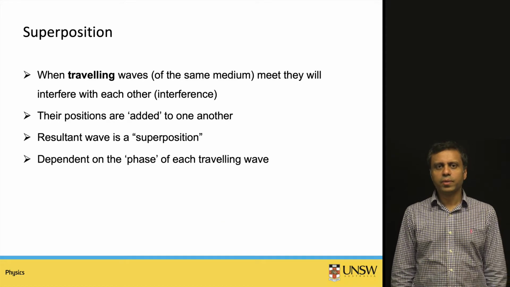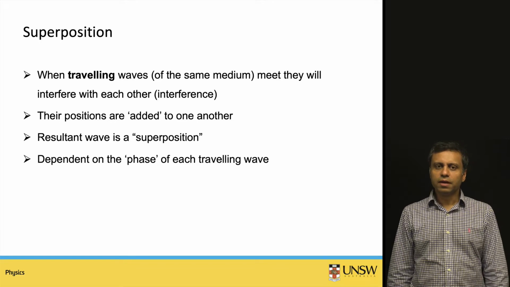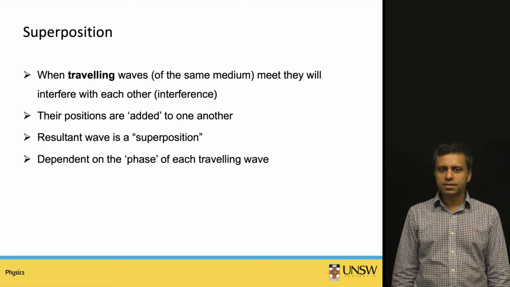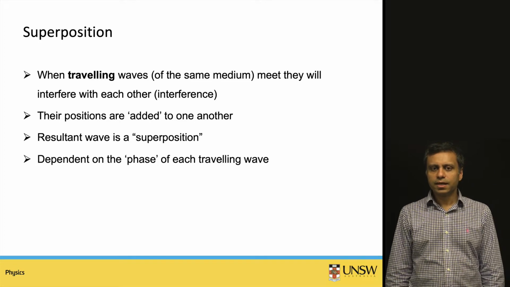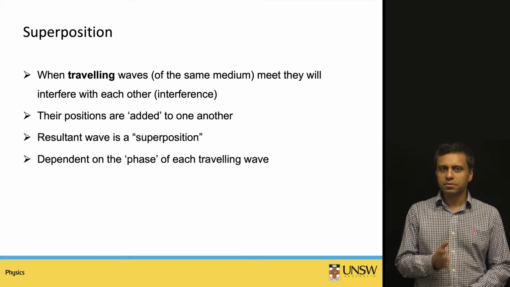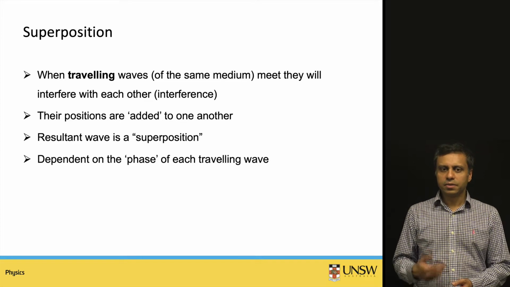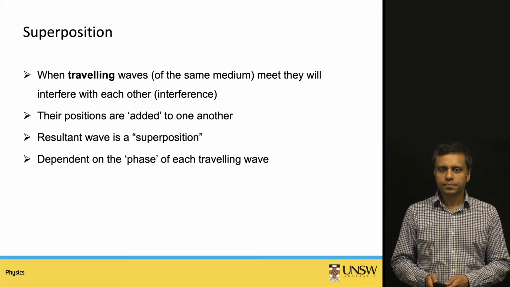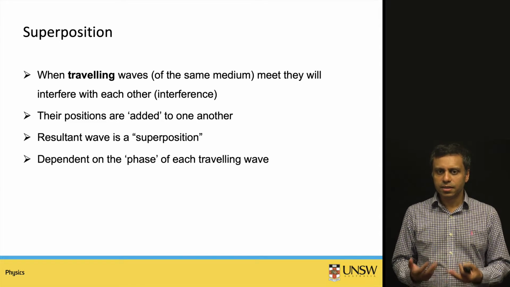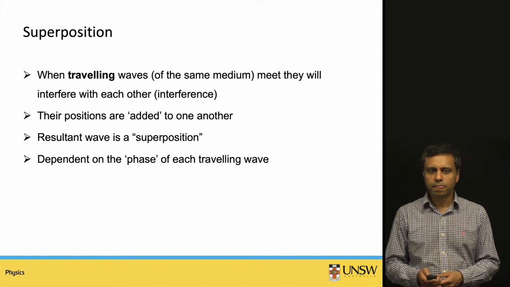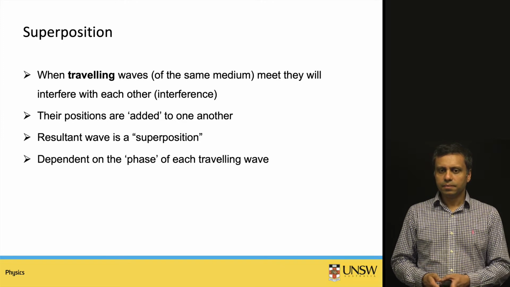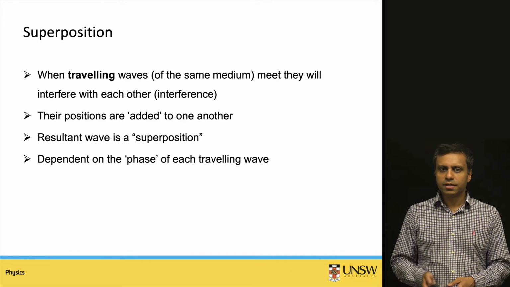Now we will describe the phenomenon of superposition. When traveling waves meet, they will interfere with each other. This is called wave interference. Basically, their displacements are added to one another. Each point in the wave has some amplitude, and those have to be added together to get the resultant wave that forms. Two interfering waves can form very interesting patterns, as we will see in a few slides from now. The interference pattern depends on the phase of each traveling wave.